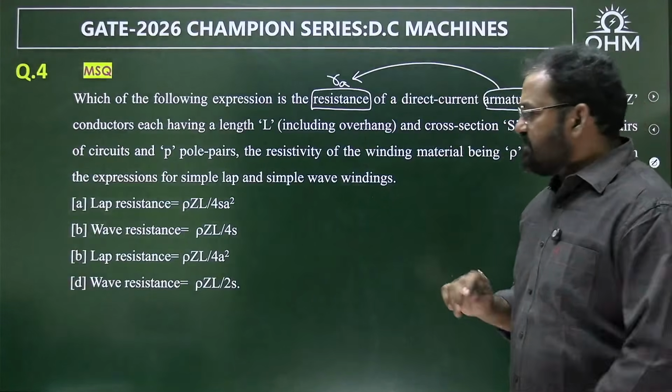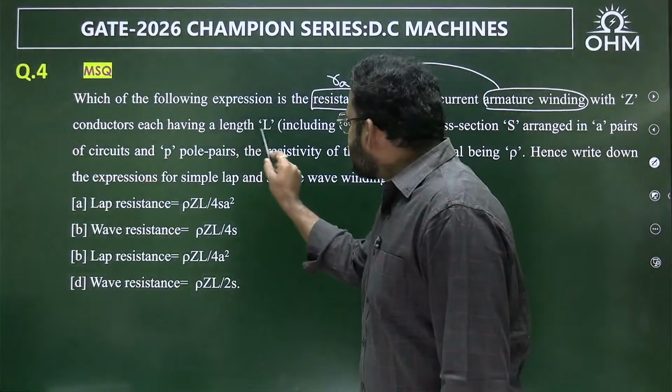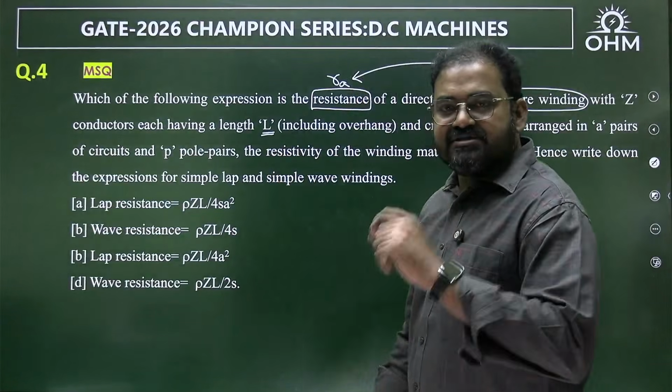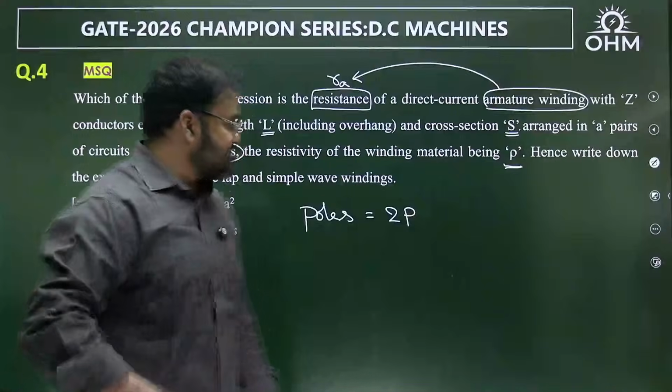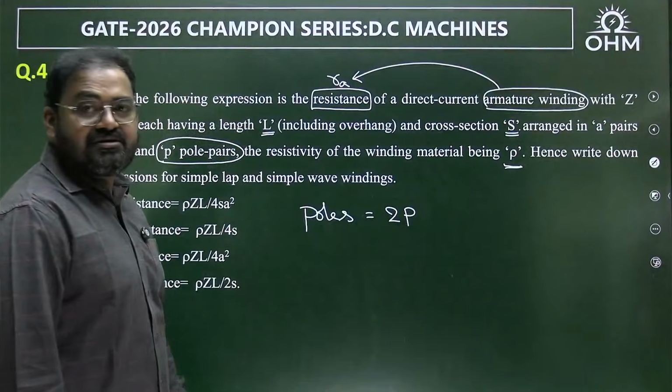Overall Z conductors are there. Every conductor has a length L. Every conductor length is equal to L. Cross-sectional, hence write down the armature resistance equation.